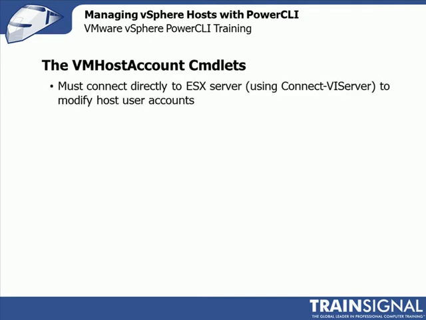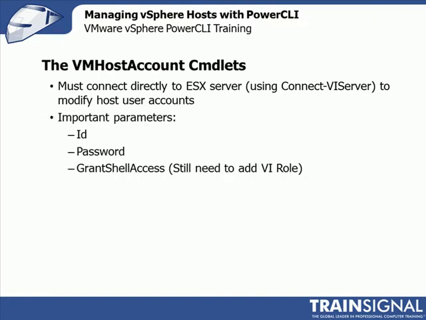Now what you're going to do, you're actually going to use the connect VI server commandlet just as you would to connect to your vCenter server, except that you're going to change those credentials, change that server name to connect to your ESX server directly. There are a small set of commandlets in PowerCLI that work like this. It's unfortunate that you have to make that separate connection, but unfortunately that's a limitation of how the application programming interfaces with ESX work. There are a few important parameters I want to talk about that are common to the VM host commandlets.